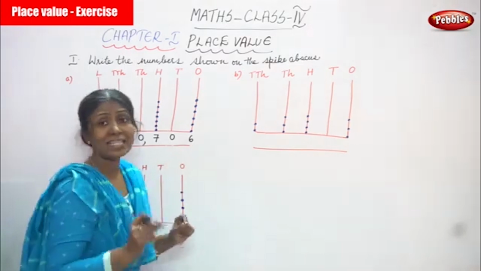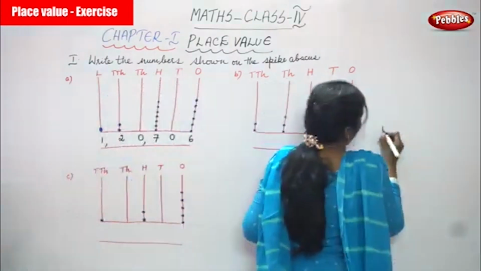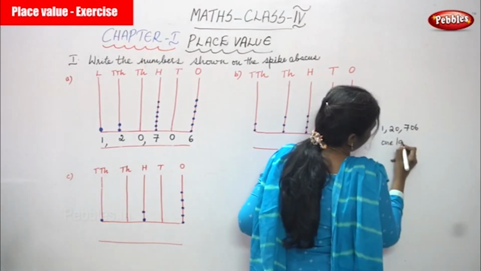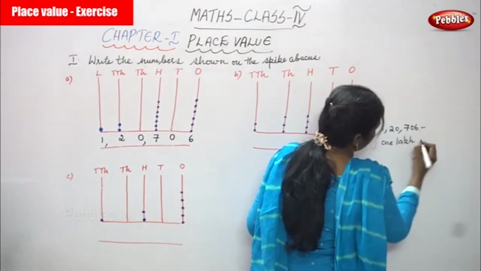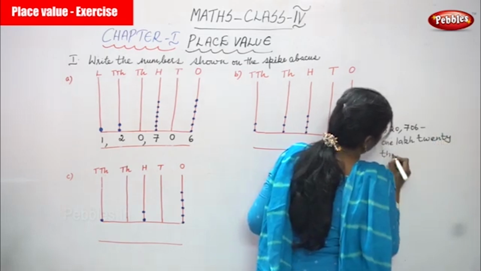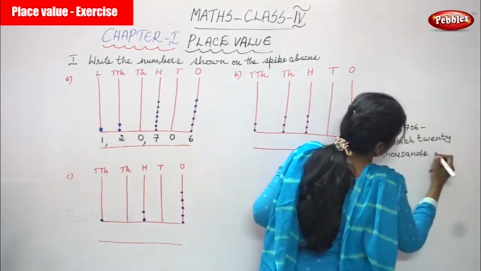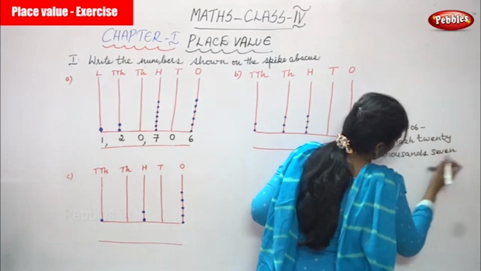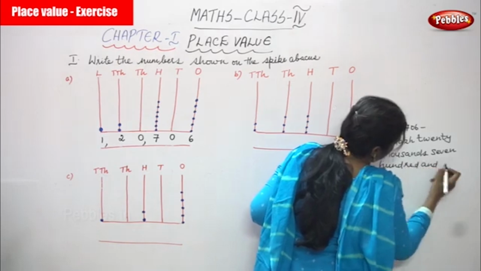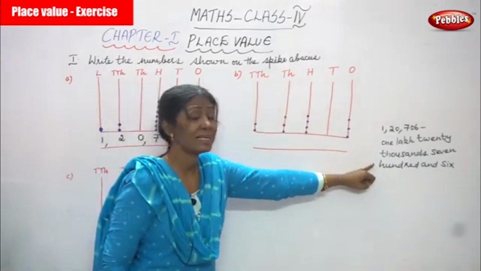So while you write 1,20,706, you have to write it. I'll write it on this. First, 1,20,706. How to write 1 lakh? This is what you have to write. This is the number names.